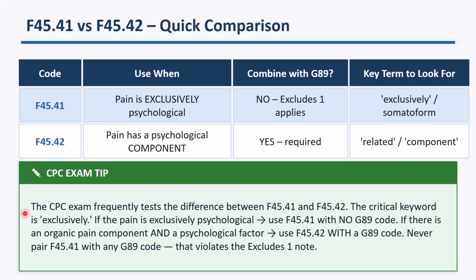The exam will give you a clinical scenario and you have to pick the right code. The trick they use is to describe the patient with pain and mention something psychological, and they are testing whether you know which code applies. The word exclusively is your signal for F45.41. Any language about a component or a contributing factor or a related psychological element tells you it's F45.42. And again, if you choose F45.41, stop there. Do not add a G89 code. Doing so would violate the Excludes1 note, which is an immediate wrong answer in the exam.